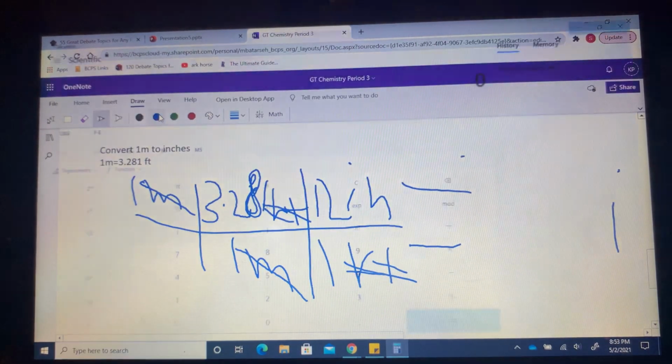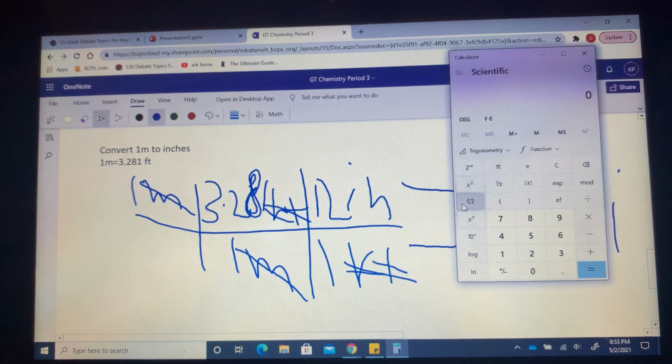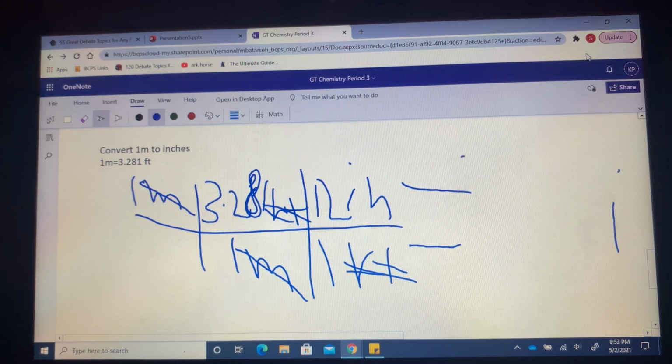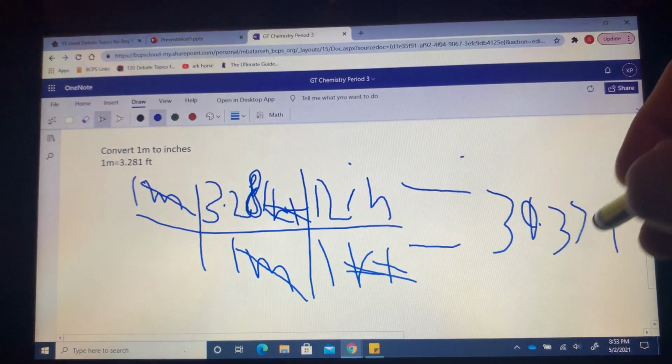Let's see. We get 3.281 times 12, and you get 39.37 inches in 1 meter. Okay.